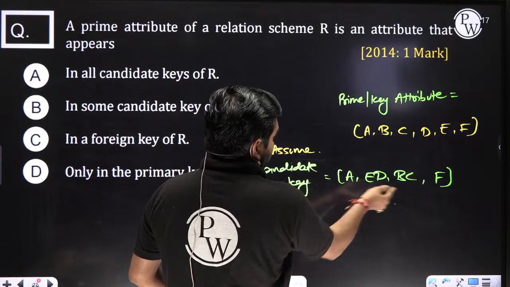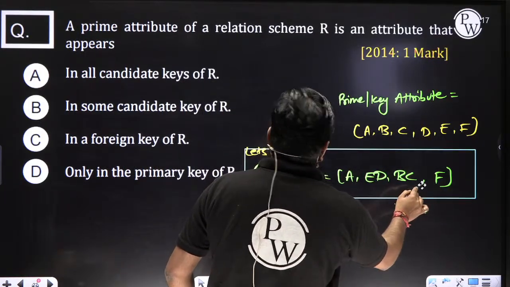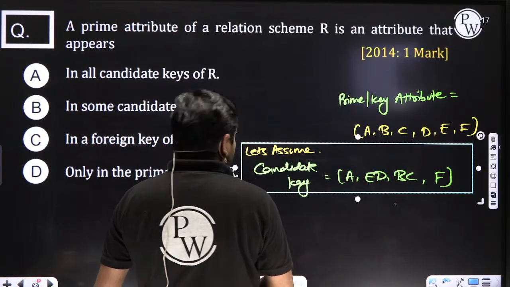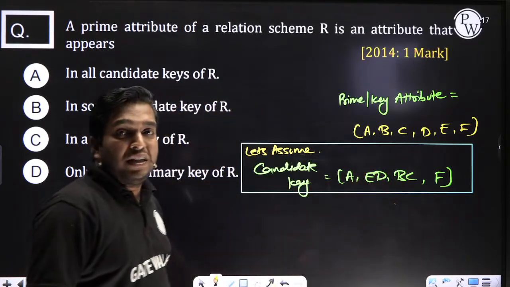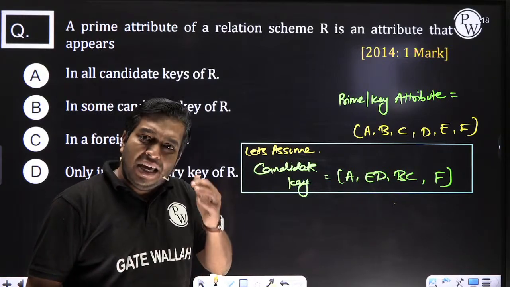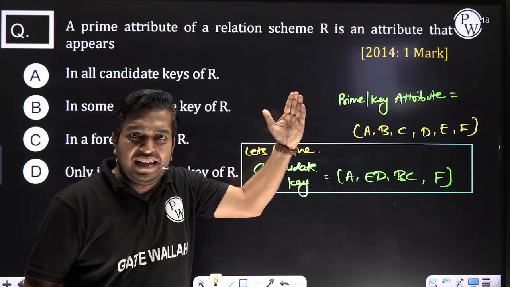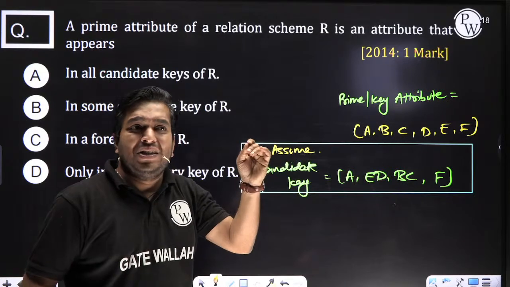Let's assume there are 4 candidate keys. These are the candidates. Clear, bacha? What is the prime attribute? A, B, F. So the prime attributes are A, B, C, D, E, F. Now you let me know, is A present in all candidate keys? No. Is B present in all candidate keys?